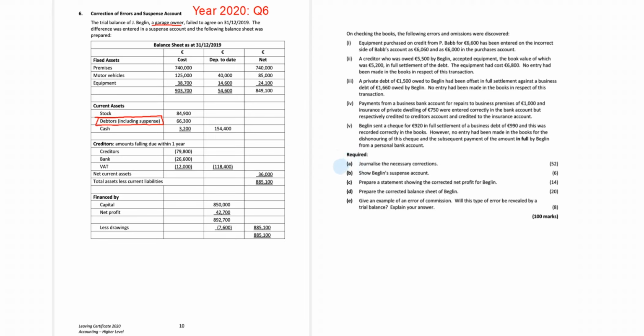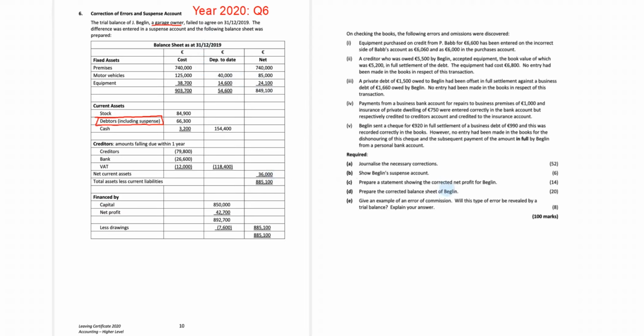Now, these are long enough, so the first thing we need to do is create journal entries. So journalize the necessary corrections. The first thing we do is use T accounts, and then we can extract the information from our T accounts into journal entries. The other thing, we have to create a suspense account. That would be quite straightforward. It's only worth 6 marks. C, we have to prepare a statement showing the corrected net profit. So that's not too difficult. What we have to do is take the net profit given and then look at some of the figures in our T accounts to see if that will lead to an increase or a decrease in the profit.